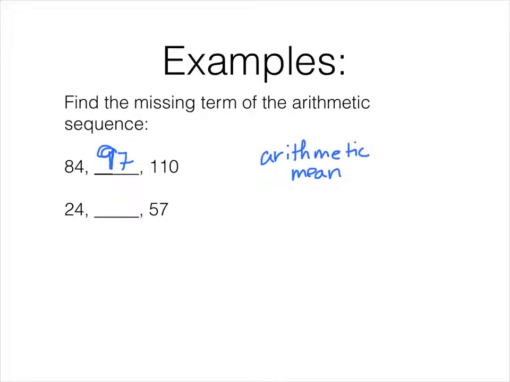All right, what about 24 and 57? When you add that together, you get 81. So 40.5 would be the middle term in the sequence. So that is really not difficult at all. If you had multiple spaces, we'll look at those in class, a little bit more difficult, but still not that hard if you think about what you're doing with the math.